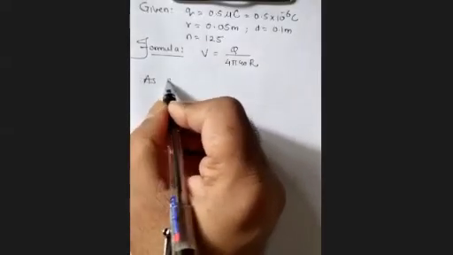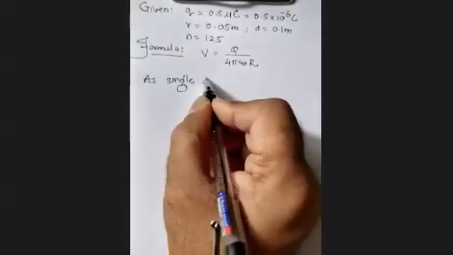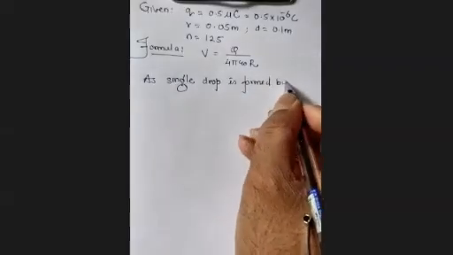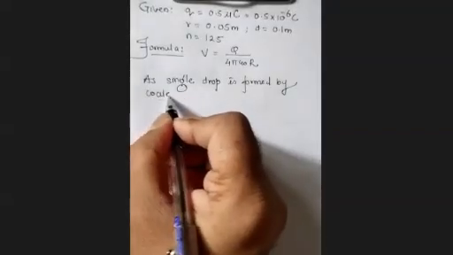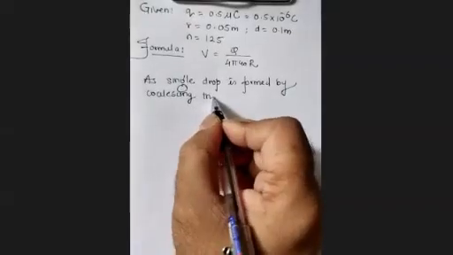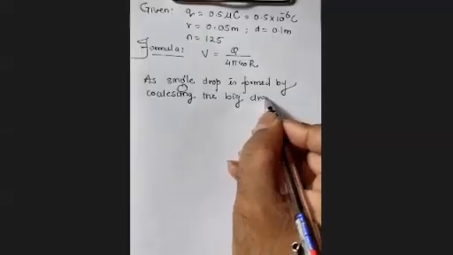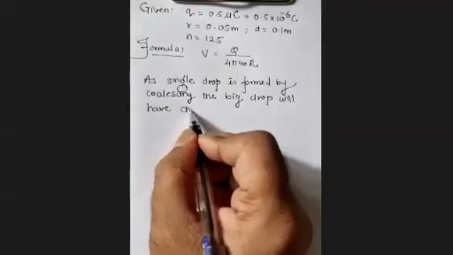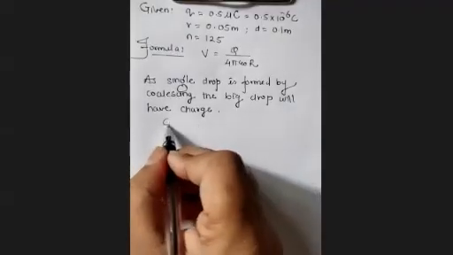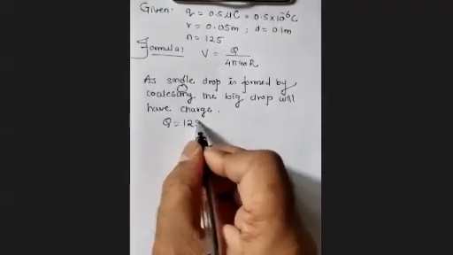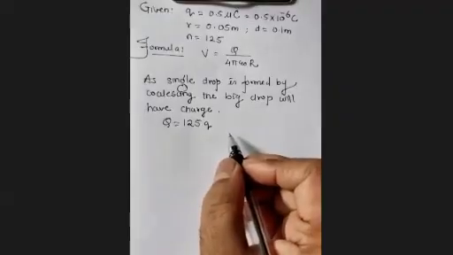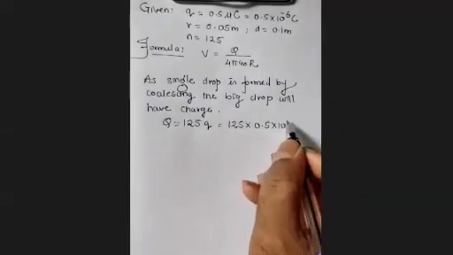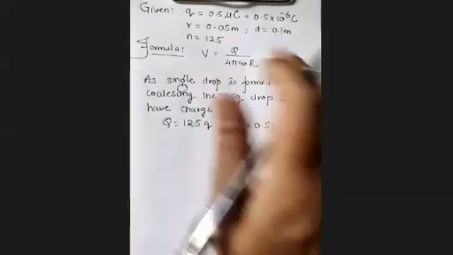As a single drop is formed by coalescing, the big drop will have the charge value Q equal to 125 small q. So 125 times small q is 0.5 into 10 raised to power minus 6 coulombs.